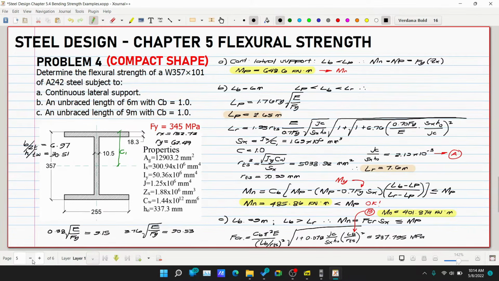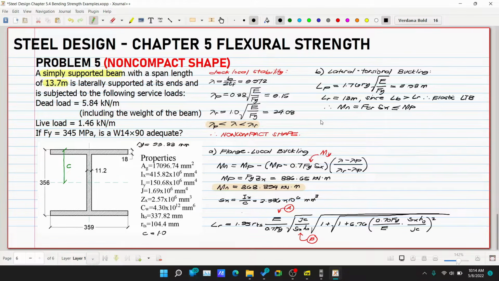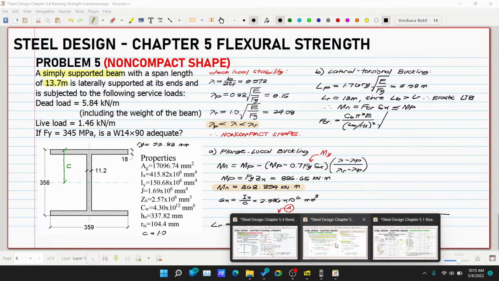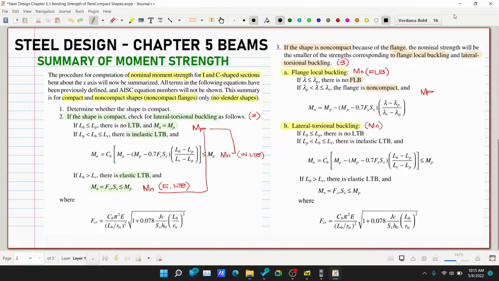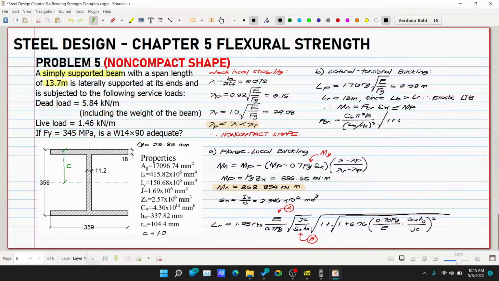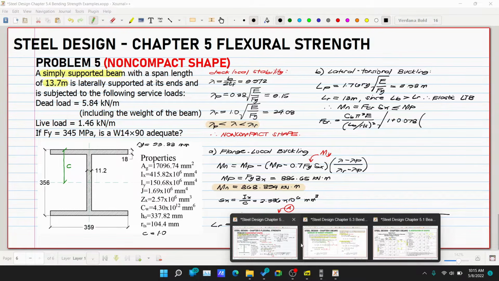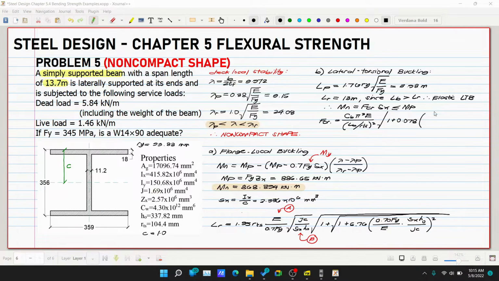Okay, so solve natin yung FCR natin. Ito yung equation. So, FCR is equivalent to CB pi squared E over LB over RTS squared, multiplied by the square root of 1 plus 0.078 multiplied by JC over SX sub O multiplied by LB over RTS squared. Tama ba? Check natin.